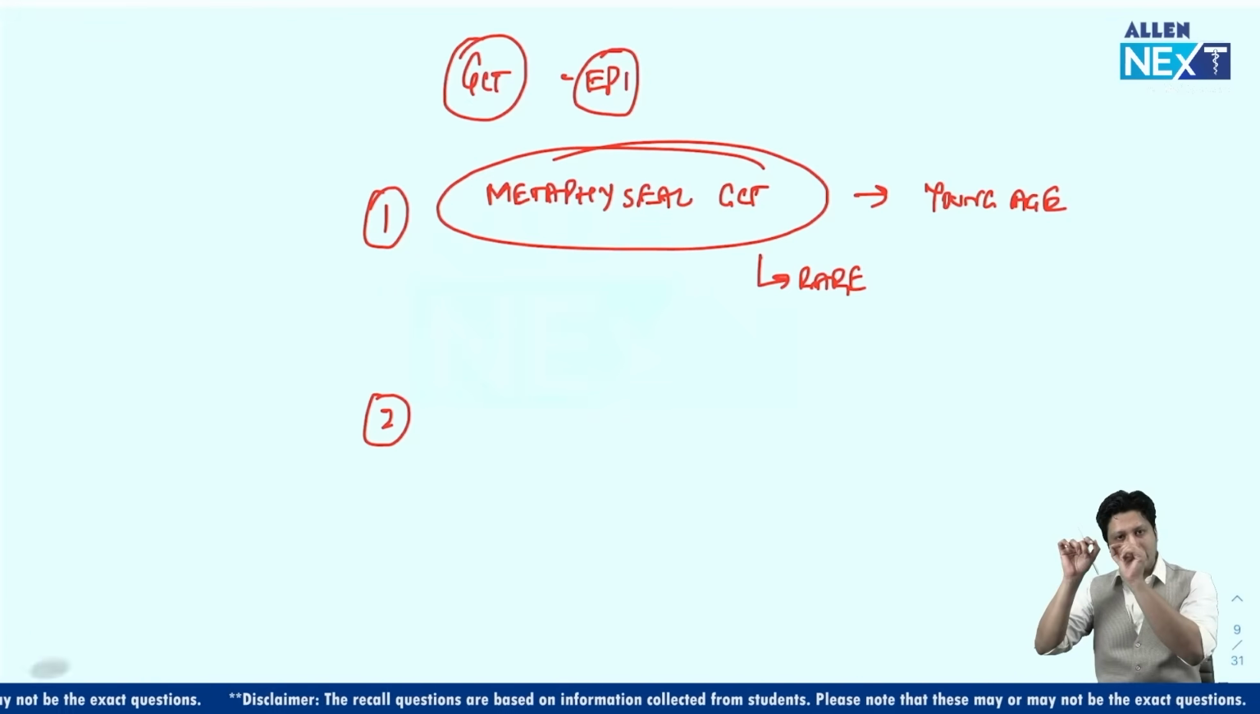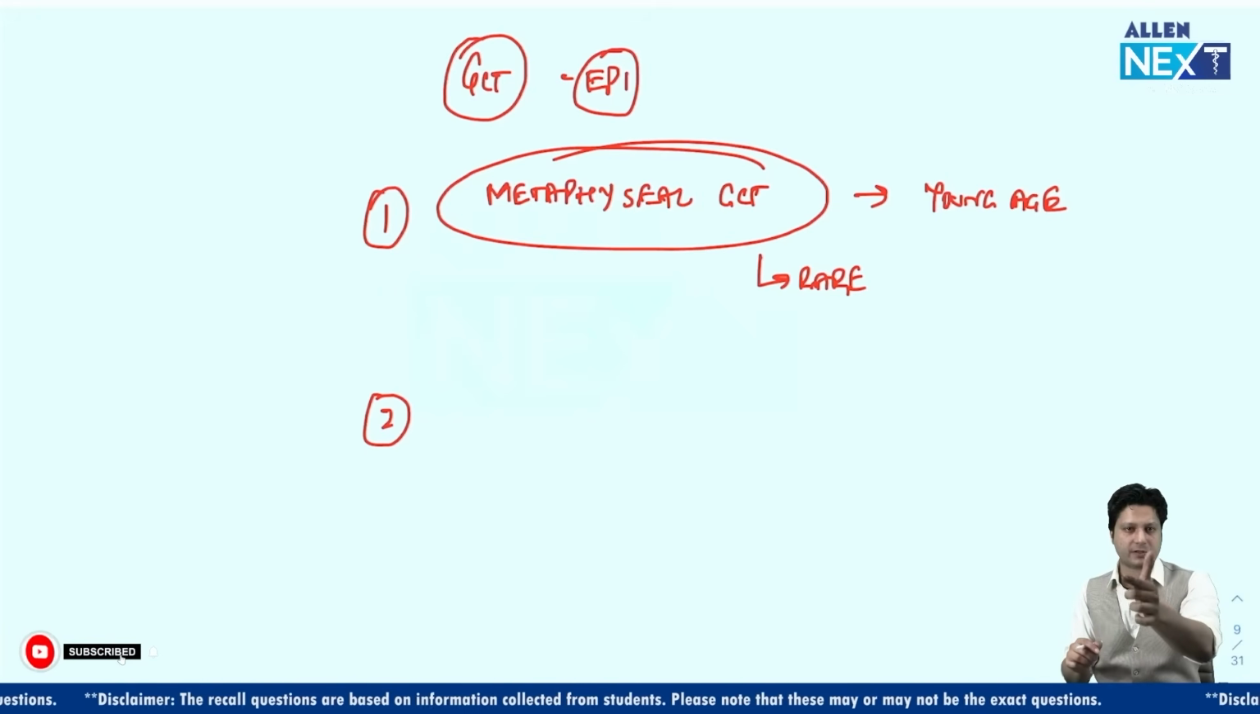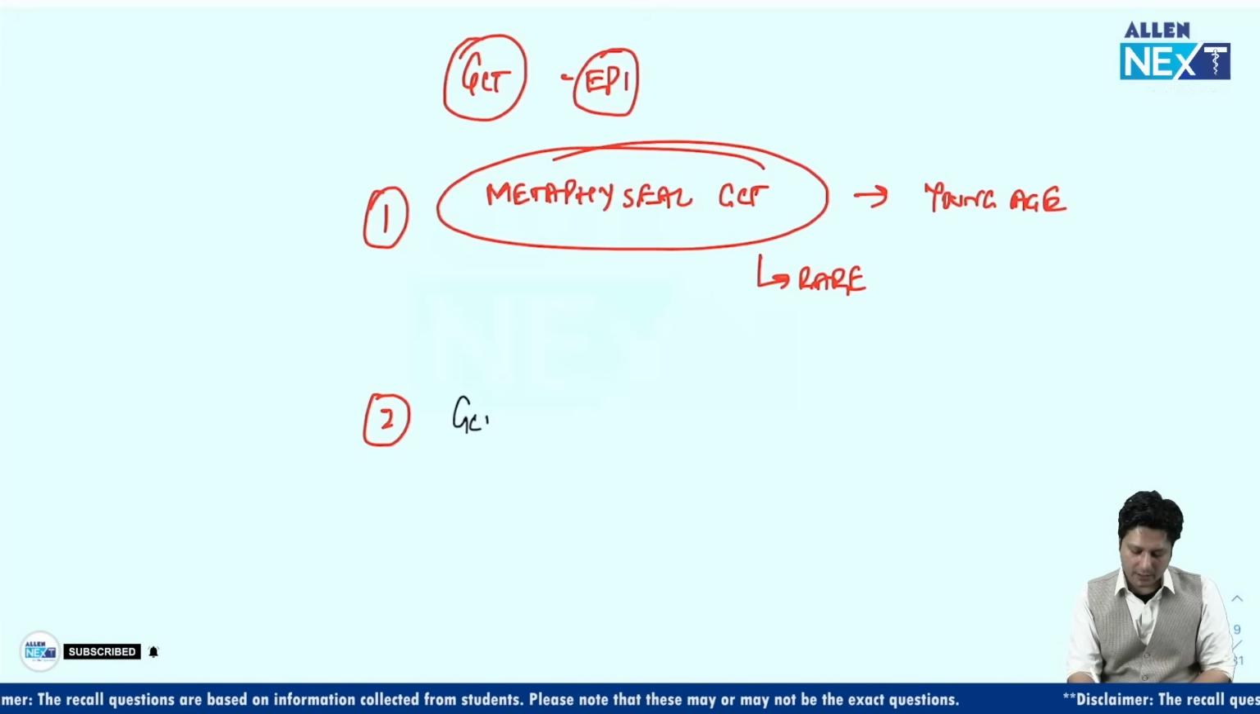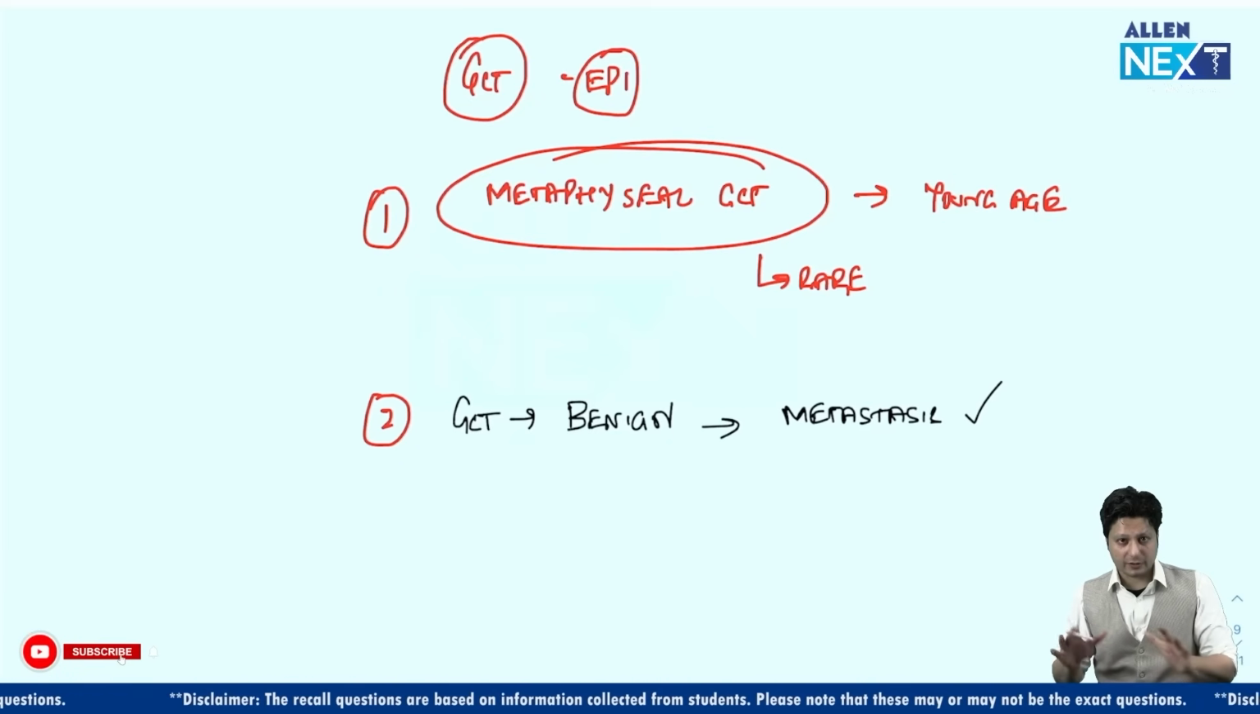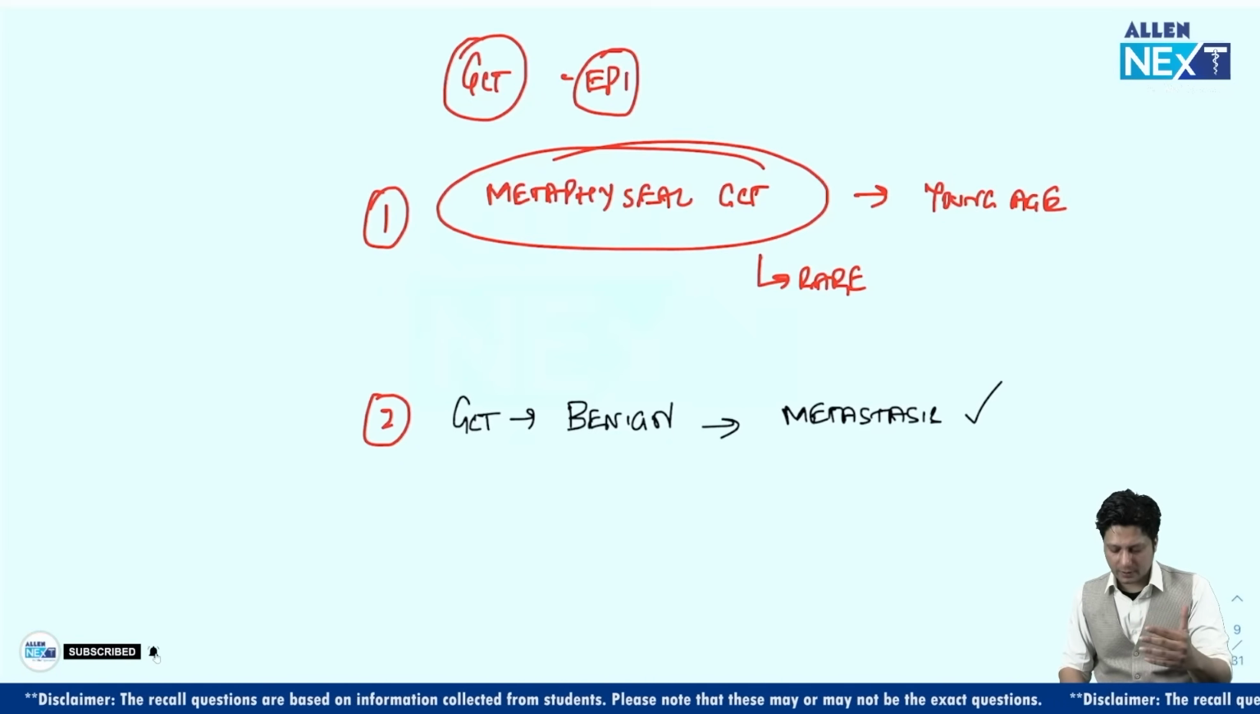And yes, one more point which is important for us to discuss is that GCT is a kind of benign tumor. Now, still remaining benign, it can metastasize. All right. So GCT, even when it is benign, it can metastasize. So metastasis is a possibility. All right. Just try to understand this important concept.